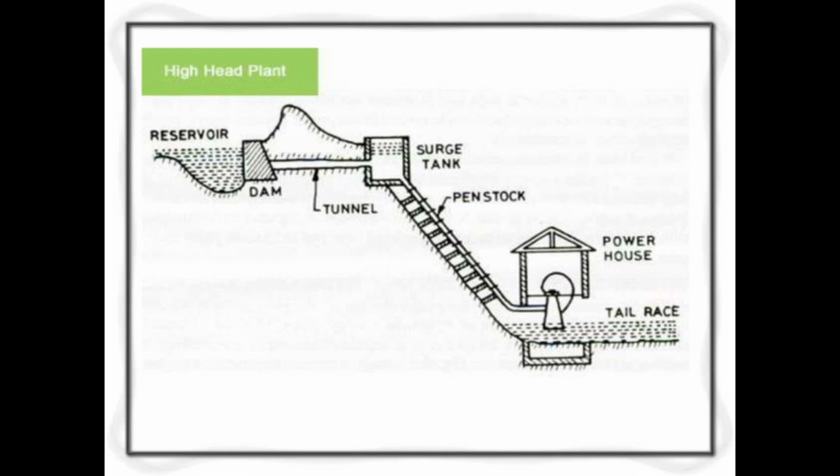So the water is first stored in the surge tank and it is directed to the penstock. From there it is sent to the powerhouse. The purpose is to give a constant kinetic energy to the turbine. When the water is stored in the surge tank and the level is maintained, the proper kinetic energy will be given to the turbine.